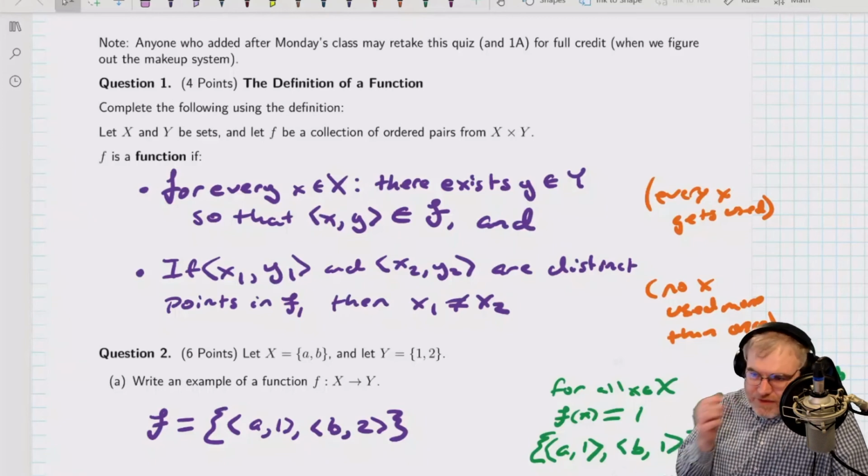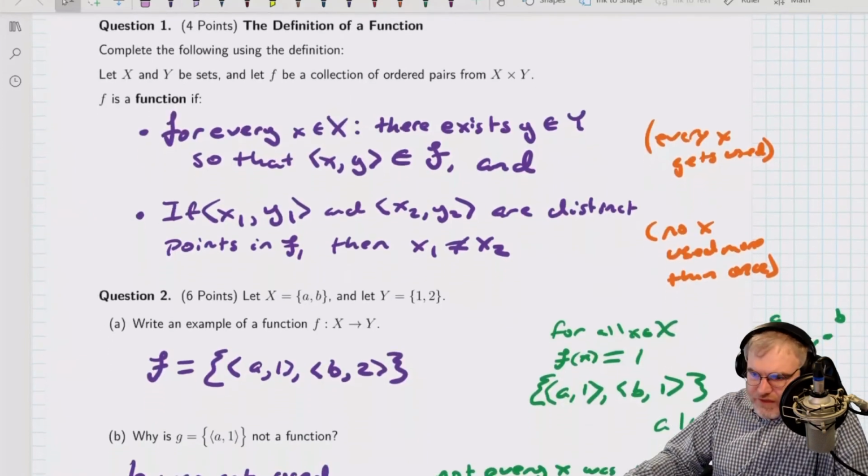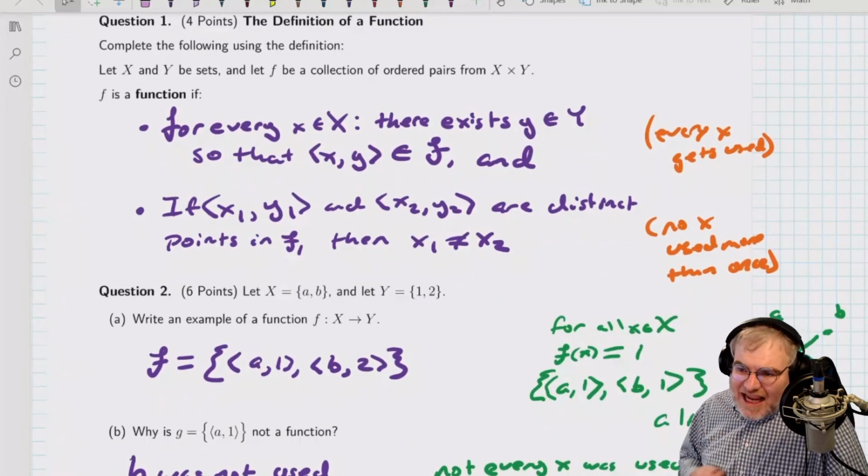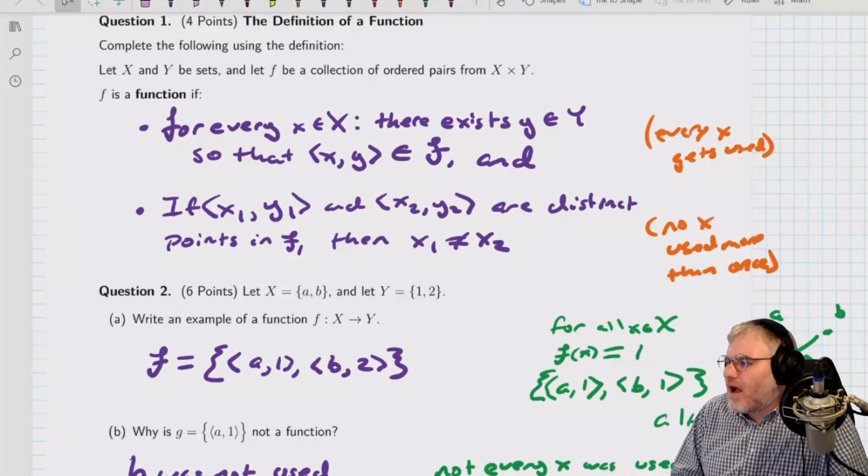There's actually a couple different ways to write that. The English version of that is every x gets used and no x gets used more than once, but that's not actually the full definition. You need that full definition. And you can find that full definition.